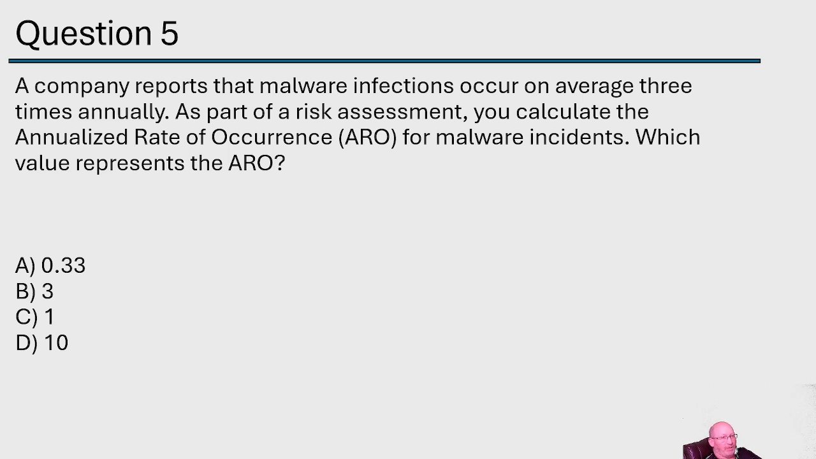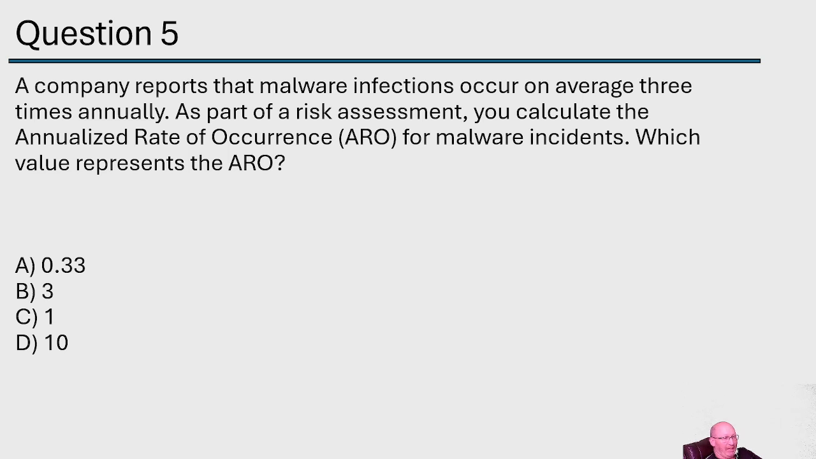The company reports that malware infections occur on average 3 times annually. As part of the risk assessment, you calculate an ARO for malware incidents. Which of the following represents the ARO? Well, let's start with D, number 10. I don't see 10 in here. Nope, not going to be 10. 1. 1 is a good answer. I like 1. It could be 1. No, not going to be 1.